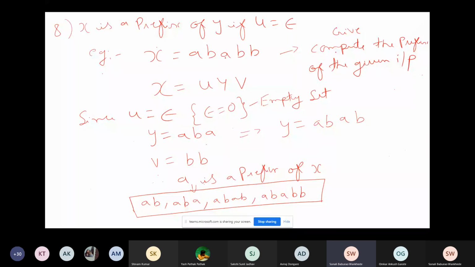It's pretty simple over here. They are saying that for a prefix, X is a prefix of Y if U is equal to epsilon. First of all, which form is it in? It is in this form: Y is equal to UXV, right? So my value of U is epsilon, means it is 0. So my substring or my prefix will be what? X is equal to AB.